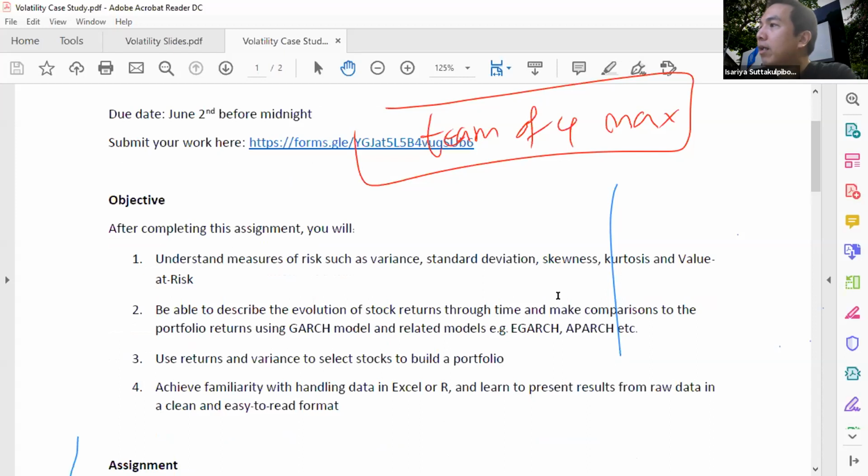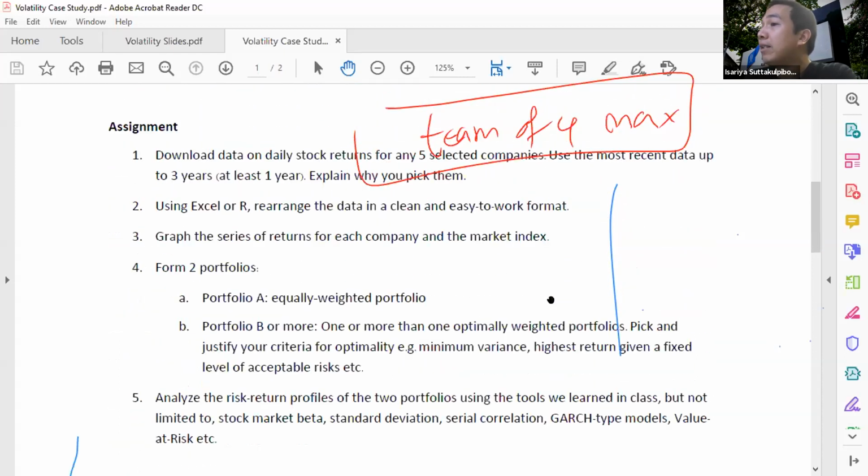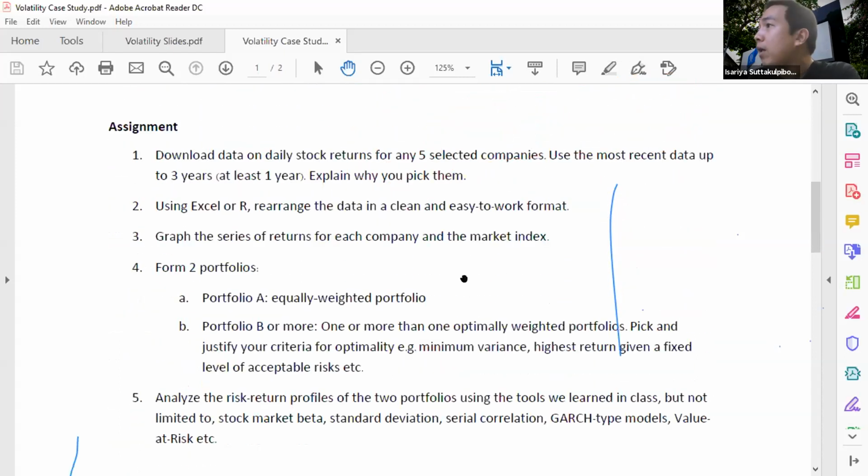What I want you to do is basically do what I just did. Right. Download data, daily stock returns of 5 selected companies, any companies, Thailand, US, whatever. Right. Use the most recent data, up to 3 years, at least 1 year. Right. Explain why you picked them. Using Excel or R, rearrange the data in a clean, easy-to-work format, or you can just use the quant mode function, right? We talked about that. It's very easy to retrieve the financial data, right?